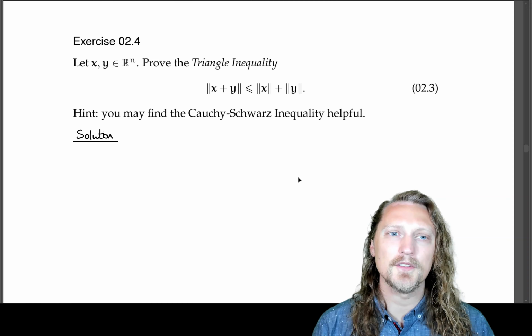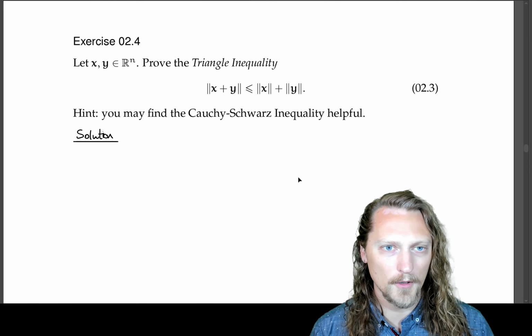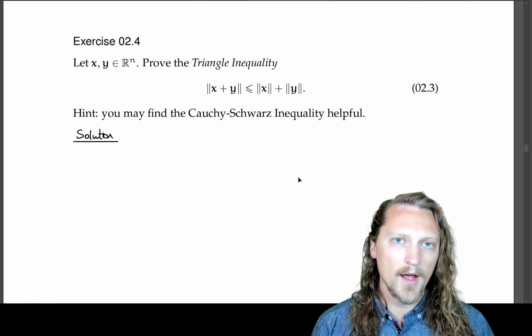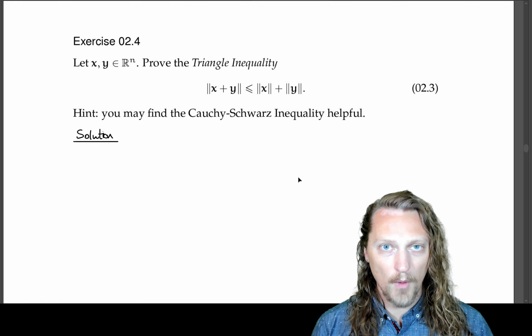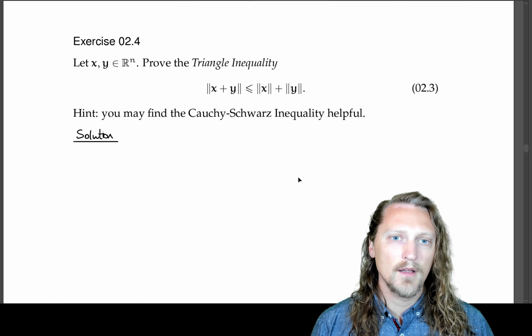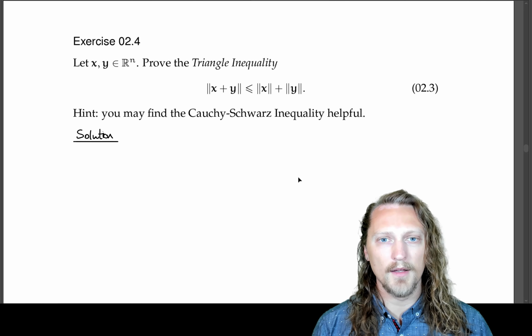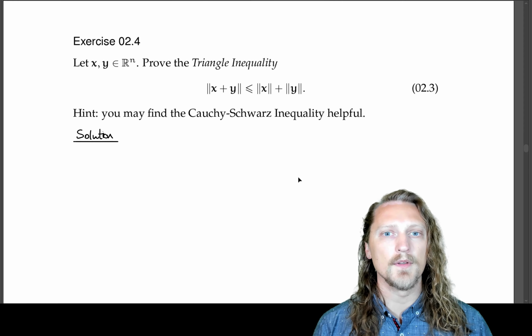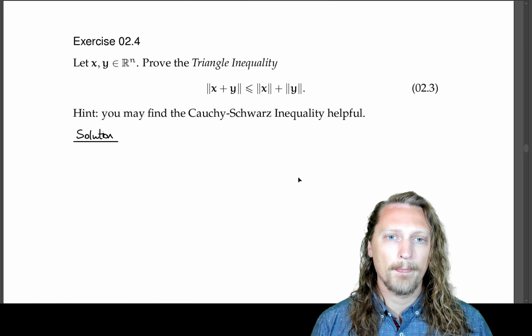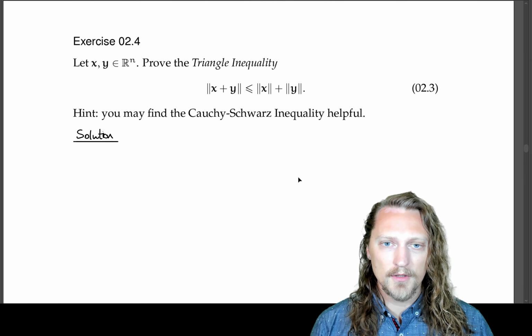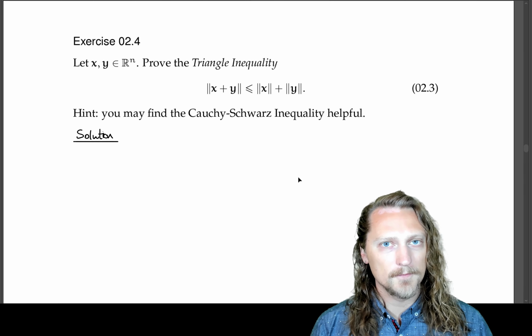Alright, so let's do exercise 2.4. Let x and y be real vectors in Rn. Prove the triangle inequality, which states that the norm of the sum of vectors x and y is less than or equal to the sum of the norms of vectors x and y. You may find the Cauchy-Schwarz inequality helpful.